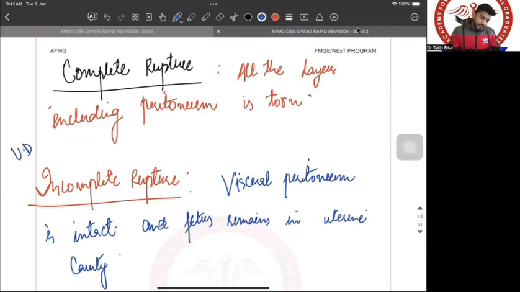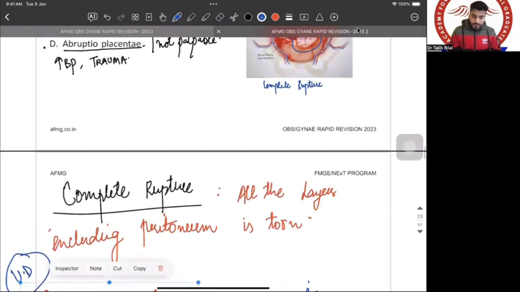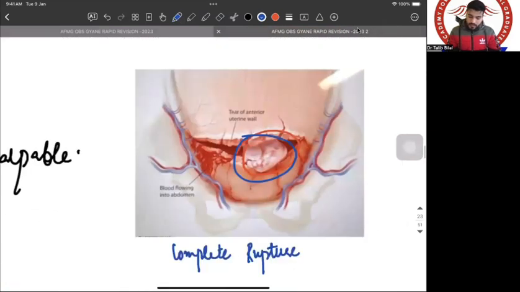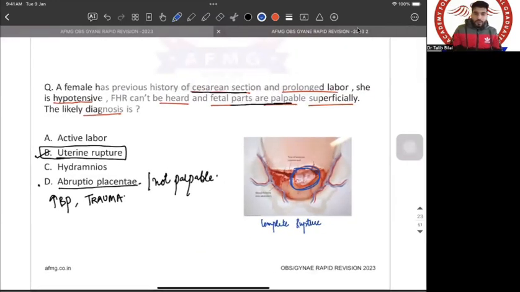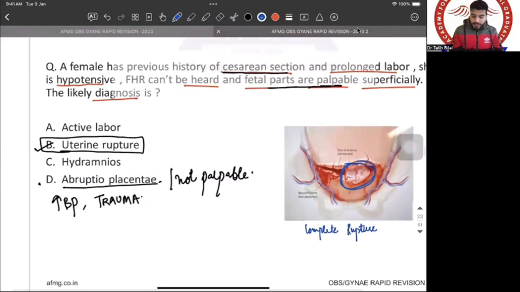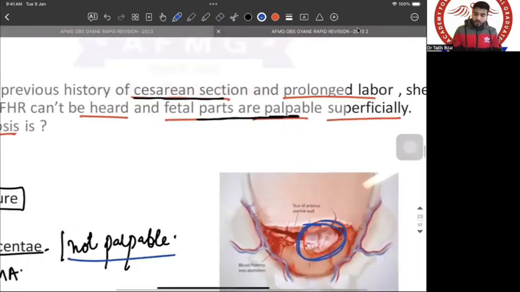And uterine dehiscence is similar to the incomplete rupture. That means all the layers are not torn. The visceral peritoneum is still intact and you cannot palpate the fetal parts outside. But in case of a complete rupture, you can see the fetal parts are palpable outside. There can be a differential diagnosis of abruptio placentae, but how do you differentiate it? The fetal parts are not palpable in case of abruptio placentae. And she had a prolonged labor, guys. That is why there was a previous cesarean scar rupture.